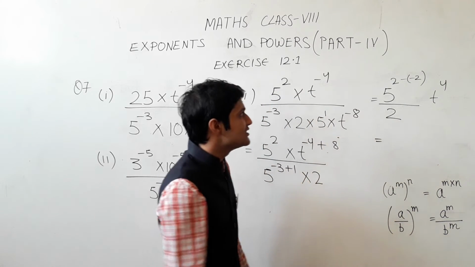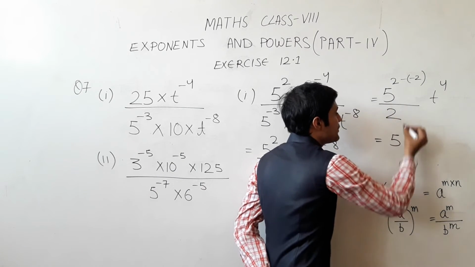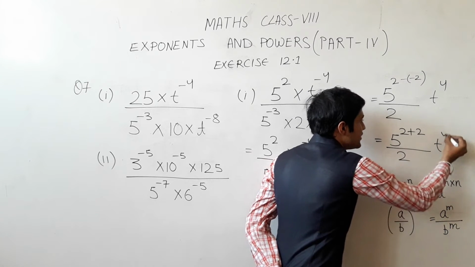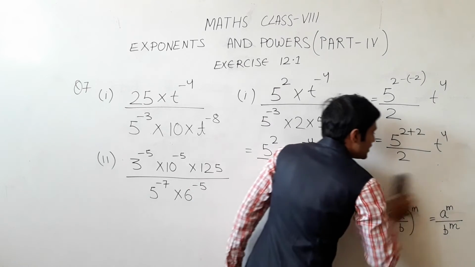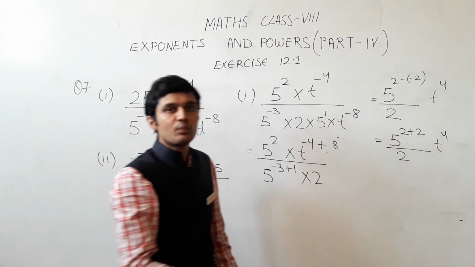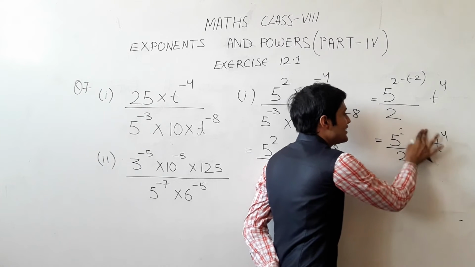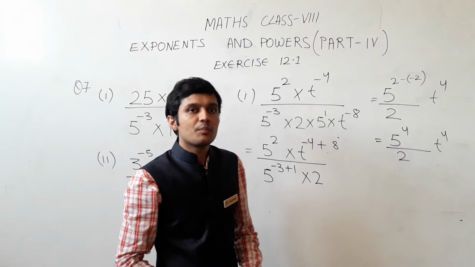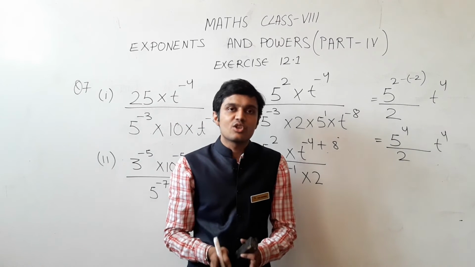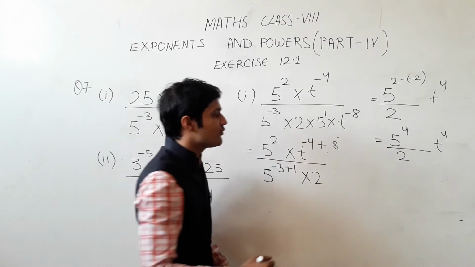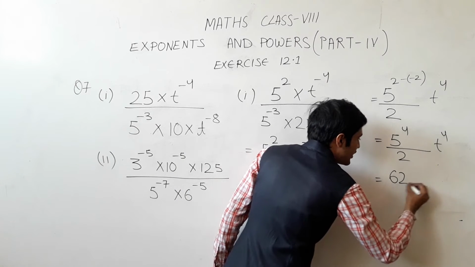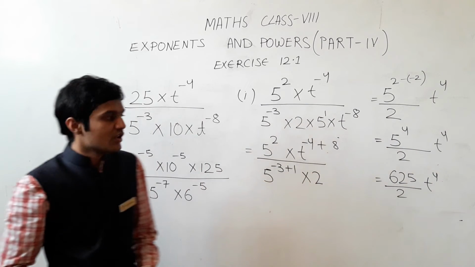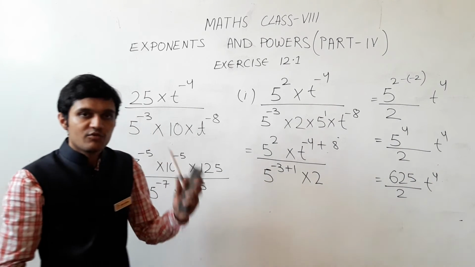So the final answer is 5 raised to the power 2 plus 2 upon 2 into t raised to the power 4. Now what does 5 raised to the power 2 plus 2 mean? We can write this as 5 raised to the power 4, and 5 raised to the power 4 means multiplication of 5 four times. So our final answer is 625 by 2 t raised to the power 4. This is the solution of this first part.